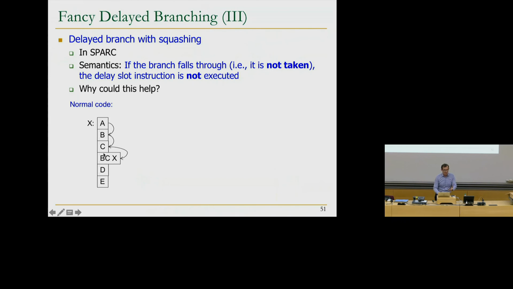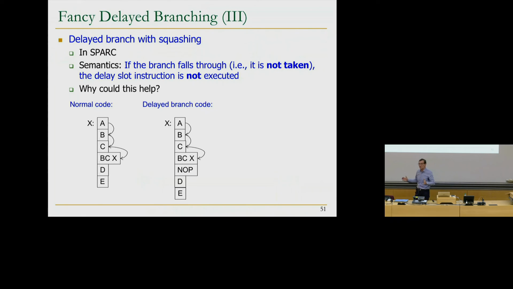We have ABC, branch conditional X. Now this is normal code. How do I fill the delay slot in this case? I cannot, right? Because assuming this is the only thing that you know, these are all dependent on each other, and the branch is dependent on them, so you cannot move anything over here into the delay slot, clearly. So what do you do normally? Well, you put a no-op over there. If you have a machine with a delay slot, you put a no-op, and you're back to square one.